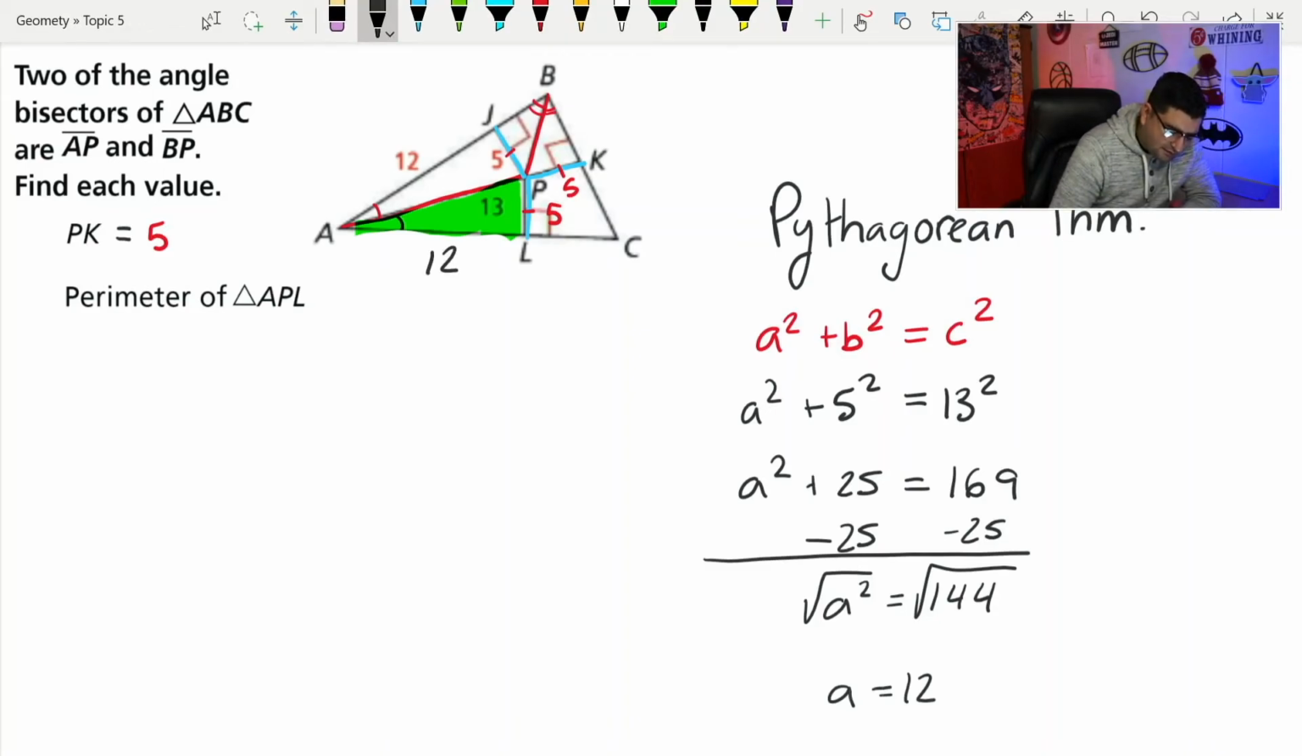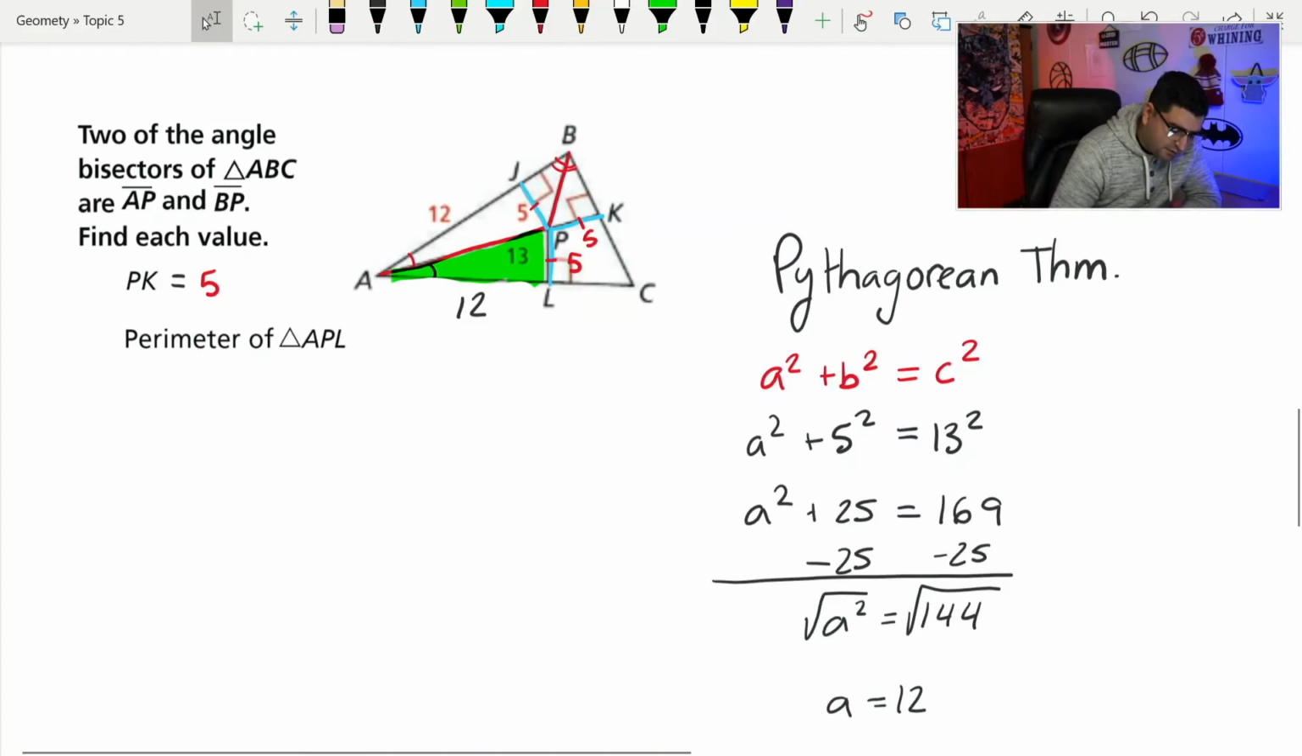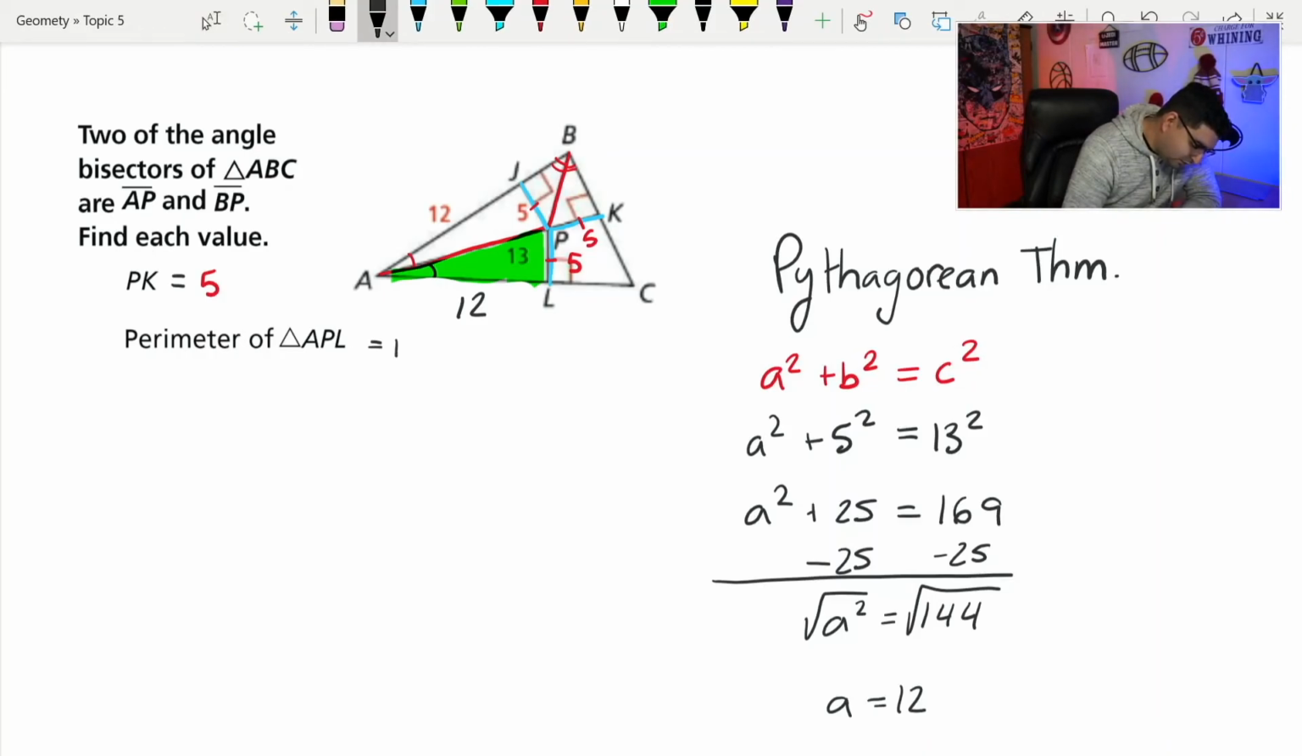But that's not really the end of the question. The question asks, what's the perimeter of that triangle highlighted in green? So the perimeter would be the sum of all of its sides. So I know that the perimeter is going to equal 12 plus 5 plus 13, which, adding all of those up correctly, we get 30. So I know the perimeter of APL is 30.